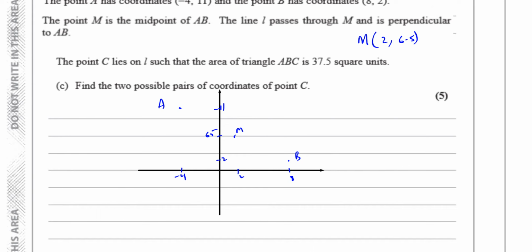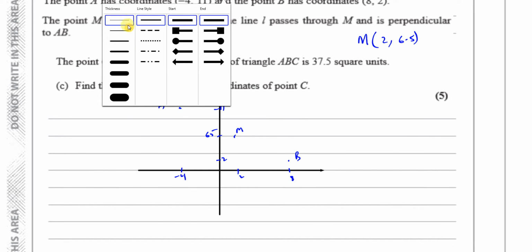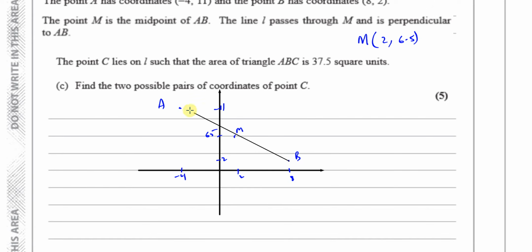Then you had a line. So that's the line AB. I'll just draw a line through those two. That's the line AB, and there's the midpoint of that line. Then you had another line that passes through the midpoint and is perpendicular, and that's the line L, which we worked out. It's the line L, something like this.